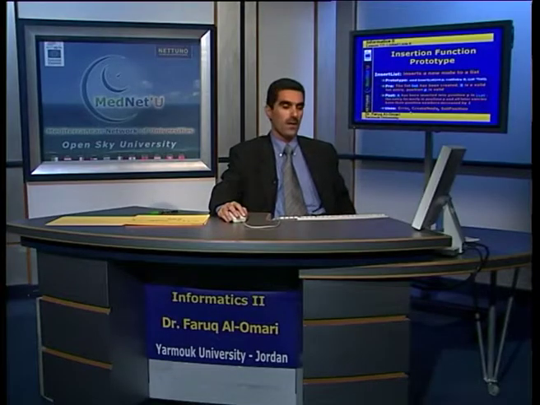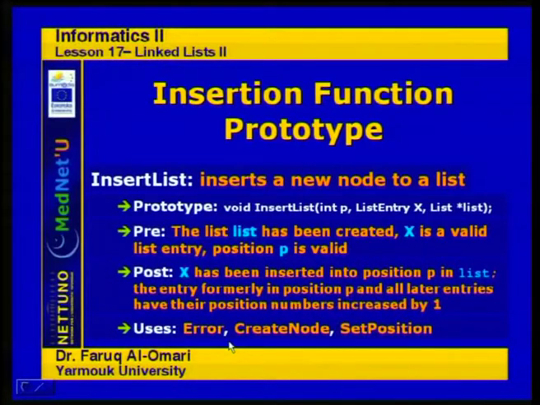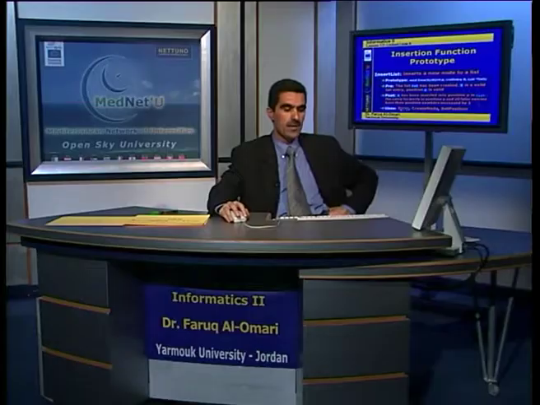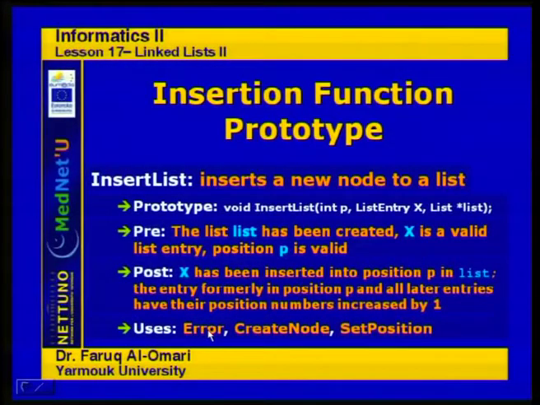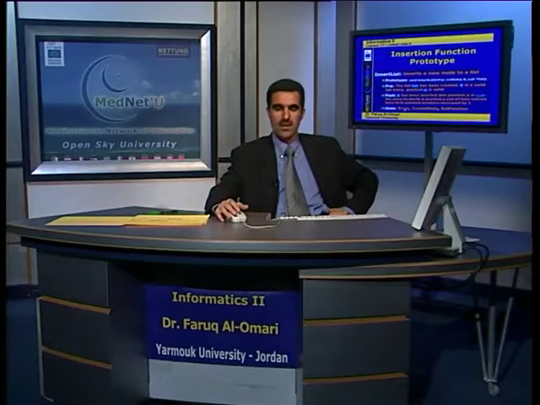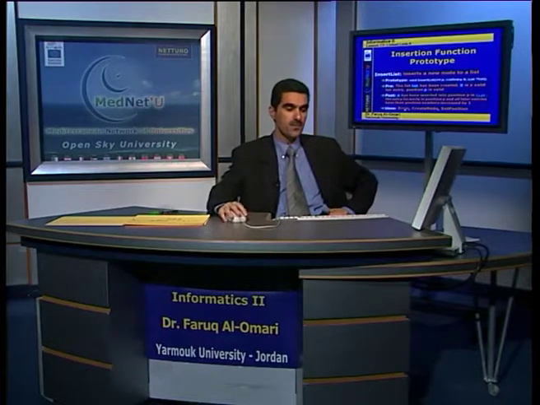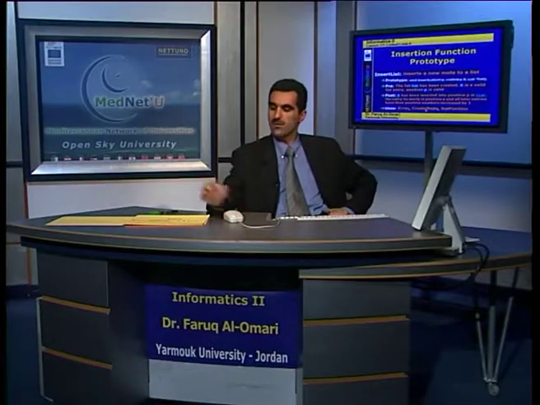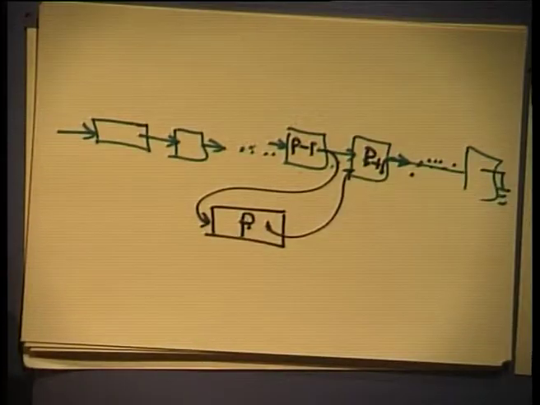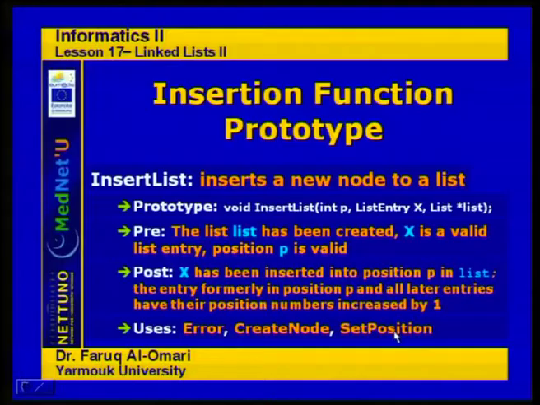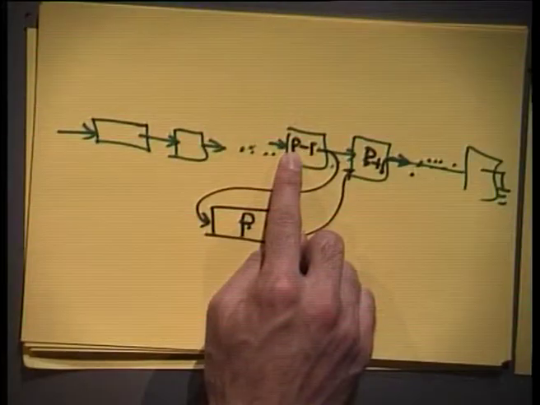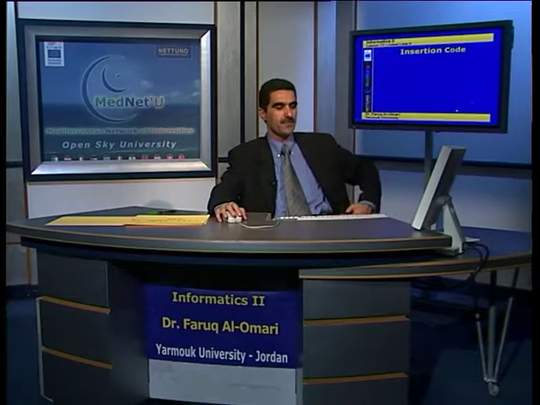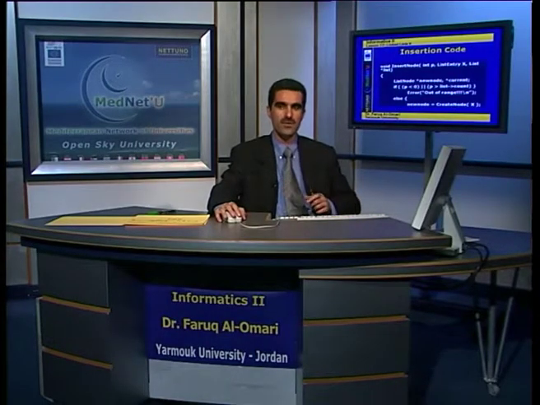Usage. Basically, I'm talking about what other functions I'm going to be using in the middle of this function. I'm going to use the error function to display some messages to the user in case of errors. I'm going to use the function create node, which we developed earlier, to create the new node. And I'm going to use the set position function to go to this position before I can insert the new node. All right, let's see. The code itself.